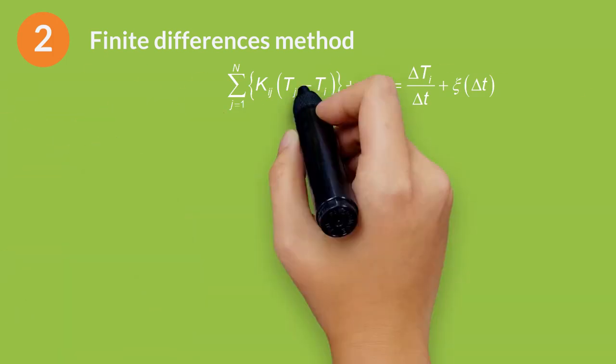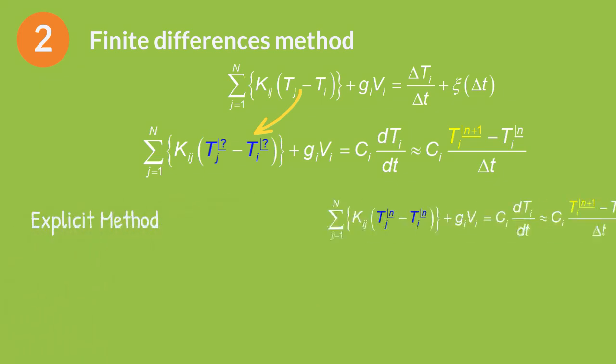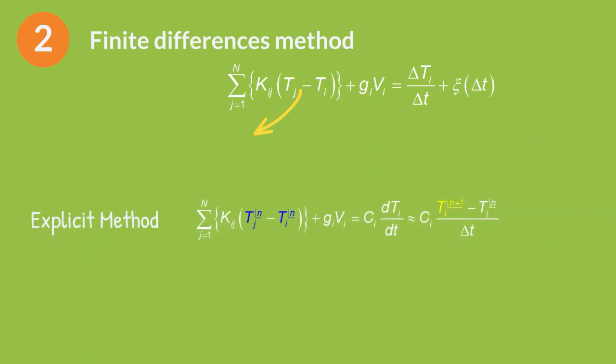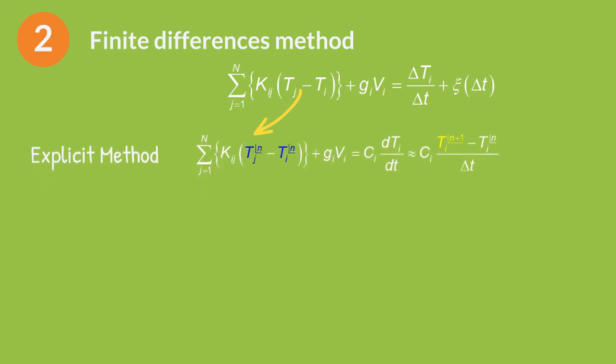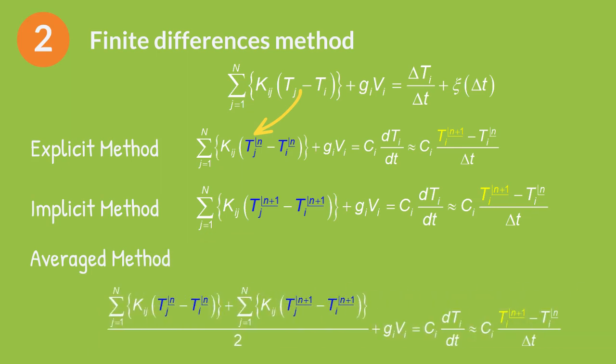The key question when solving the transient regime is, in fact, not how the derivative is substituted by a difference, but what temperatures should we use to calculate heat inputs and outputs. The energy balance at the previous instant n is used for the explicit method. The energy balance at the same instant for which we are calculating the temperature, that is, instant n plus 1, is used for the implicit method. Or the average of the heat balance at both instants for the averaged method.